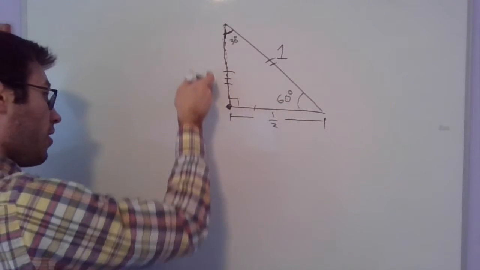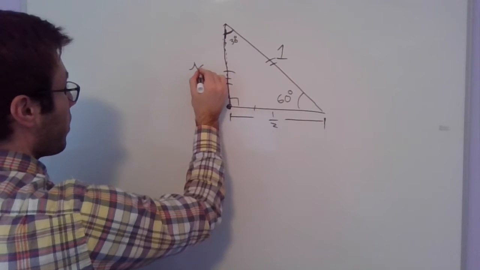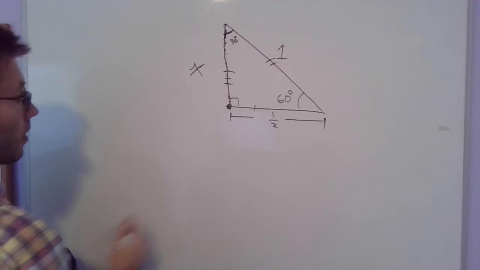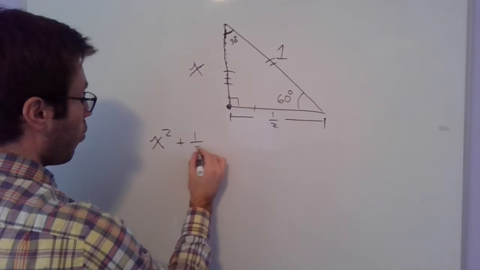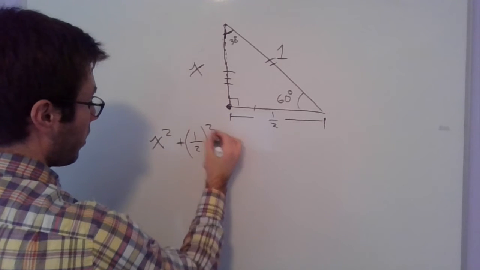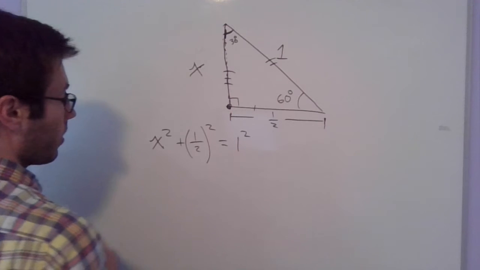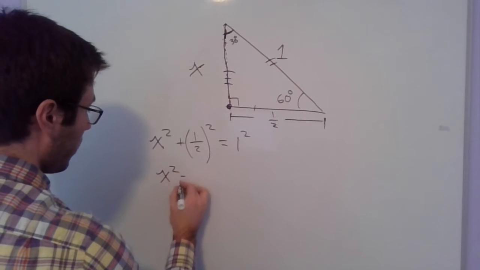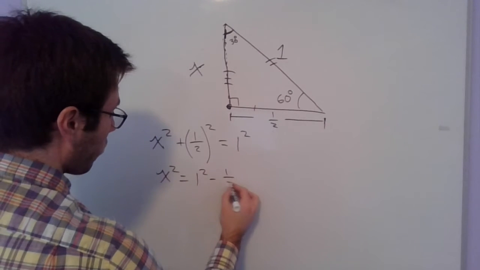If we are wanting to figure out what this side would be, we can use the Pythagorean theorem, and we can just call that side x. So what you have is x squared plus (1/2) squared, you need the parentheses around it, is equal to my hypotenuse squared. In other words, x squared is equal to 1 squared minus (1/2) squared.